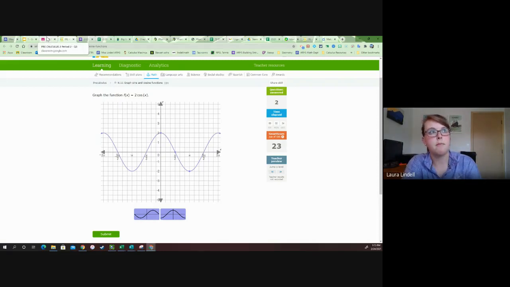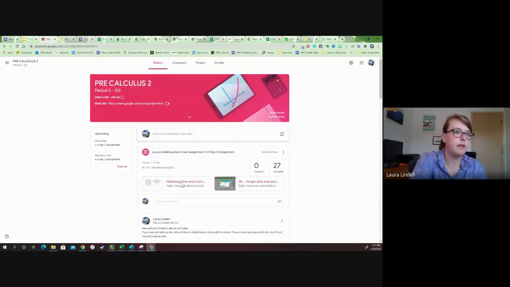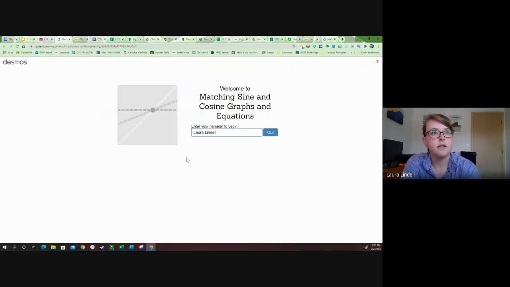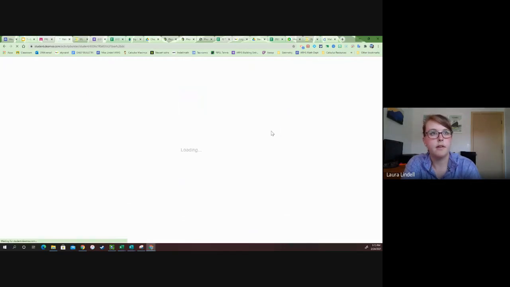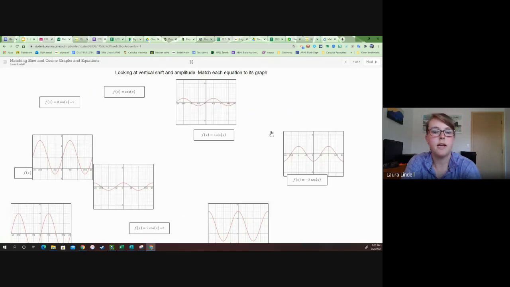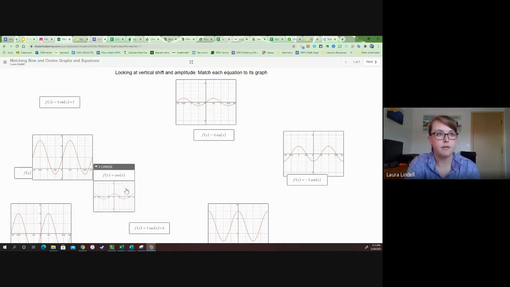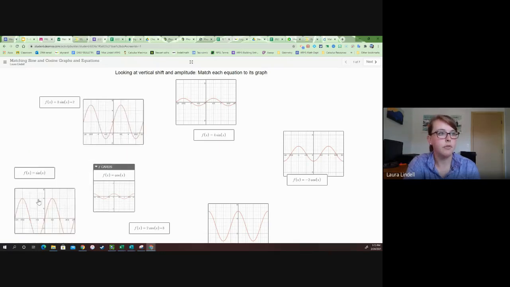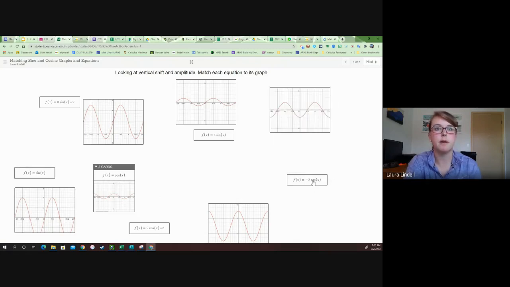The other part of the assignment is going to be a Desmos activity. So if you click on the Desmos activity, you'll enter your name. And most of this activity is matching. So it's going to have graphs and equations, and you're going to match them with each other by clicking and dragging. So for example, regular cosine, that's going to be this one. So I would match those together. And you can kind of move things around so that you can see them a little bit better.